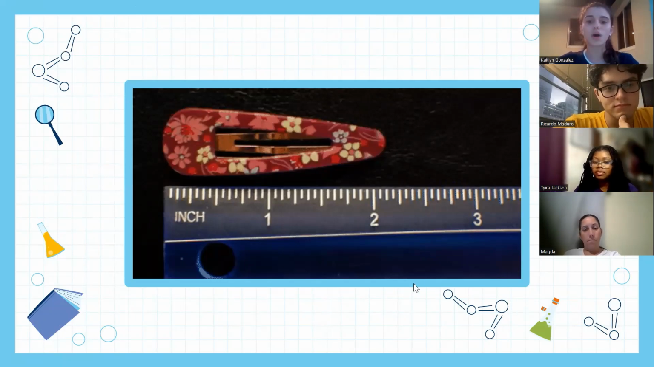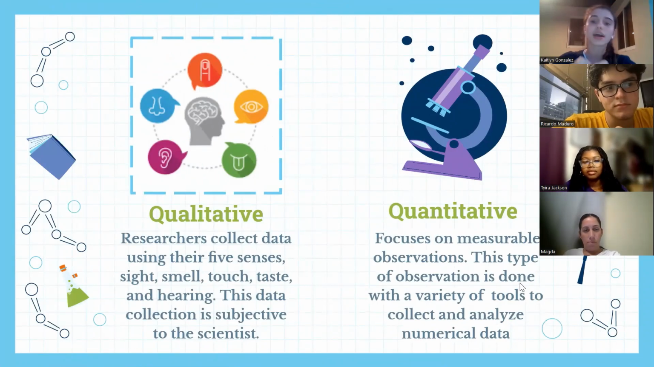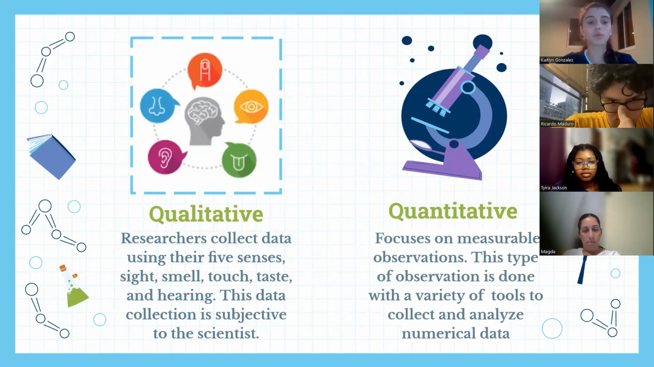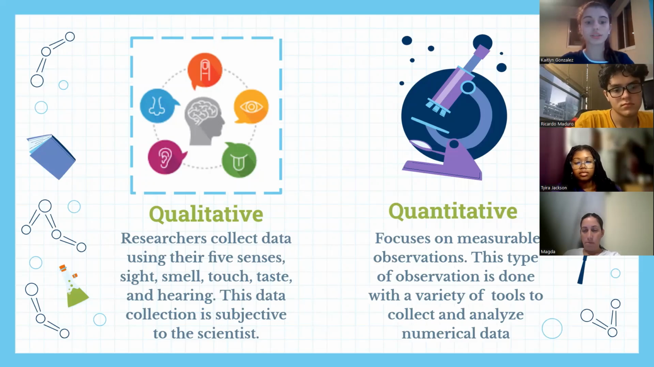So, what are the differences between qualitative and quantitative observations? Qualitative observations are when researchers collect data using their 5 senses, such as sight, smell, touch, taste, and hearing. This data collection is subjective to the scientist. So subjective basically means that all scientists could have different opinions about it. For example, with taste, let's say a scientist is experimenting with cotton candy, and one of them observes that the cotton candy tasted bad, and the other one observed that it tasted good. That's what subjective observation is.